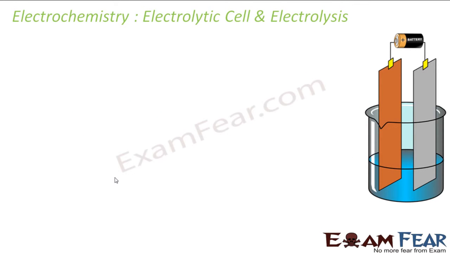Now let's understand a very critical topic called electrolytic cell and electrolysis. In an electrolytic cell, we do just the reverse of what we do in a galvanic cell. Here the chemical reaction is done using electricity. Generally, a non-spontaneous reaction, which won't occur if we just keep the compound in the beaker on its own, is made to occur by using electricity. An external source of voltage is applied to bring about a chemical reaction.